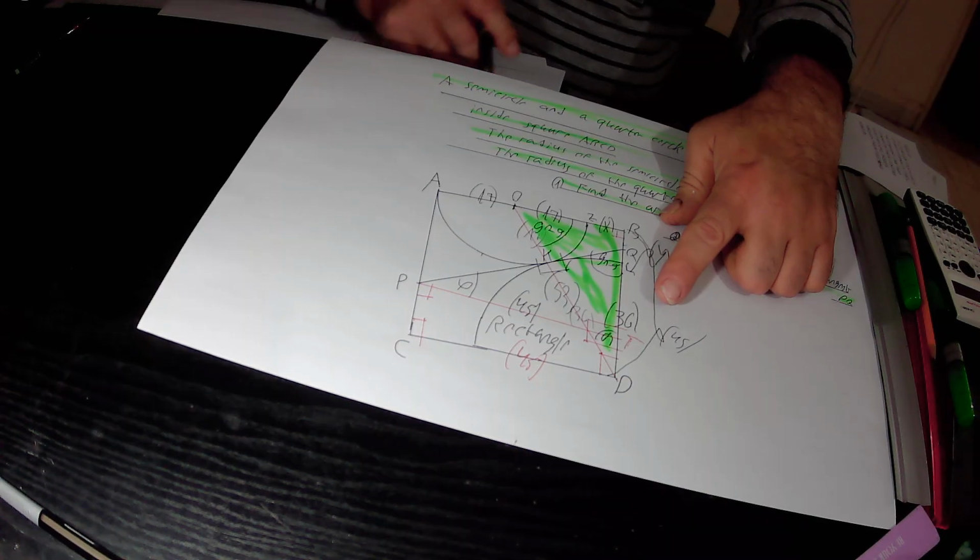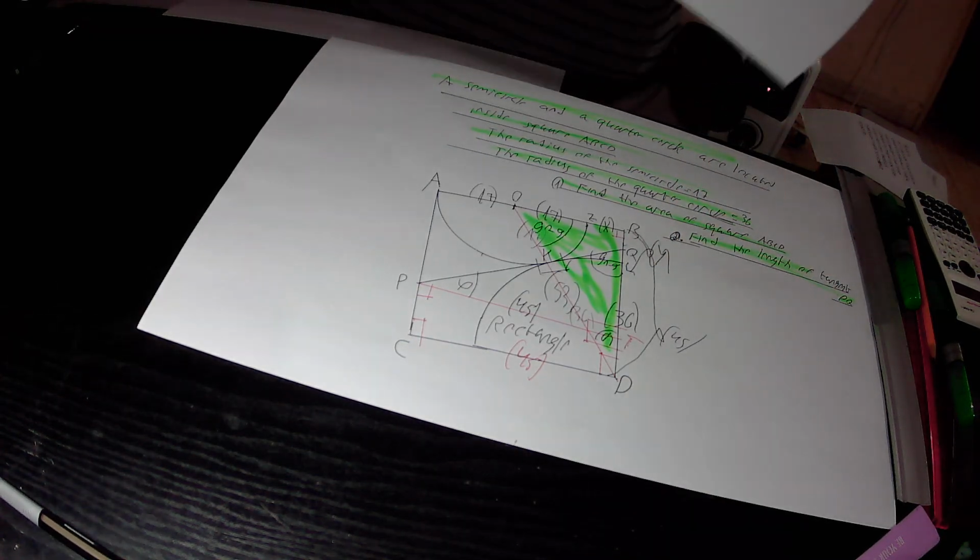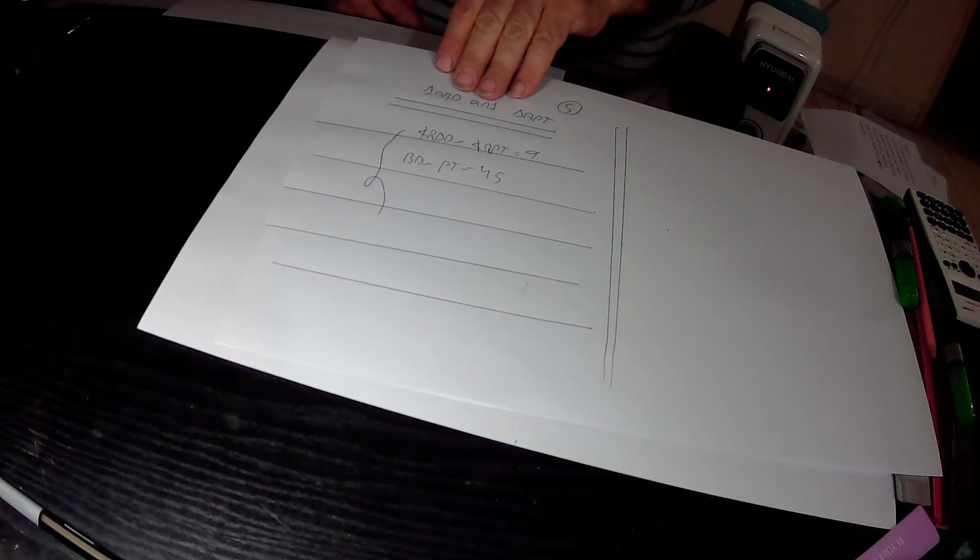And again, we found out that side BD of the green right triangle OBD equals side PT of the right triangle QPT. They are both equal to 45 and therefore they are equal to each other.